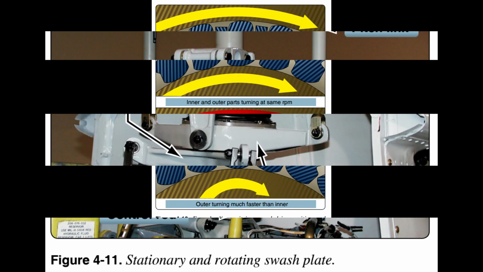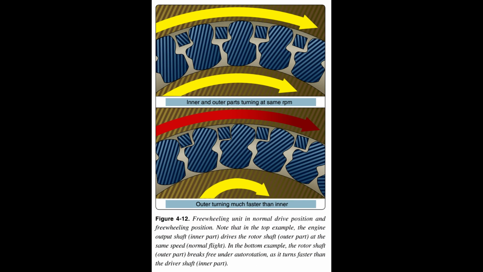Freewheeling unit. Since lift in a helicopter is provided by rotating airfoils, these airfoils must be free to rotate if the engine fails. The freewheeling unit automatically disengages the engine from the main rotor when engine revolutions per minute (RPM) is less than main rotor RPM. Figure 4.12. This allows the main rotor and tail rotor to continue turning at normal in-flight speeds.